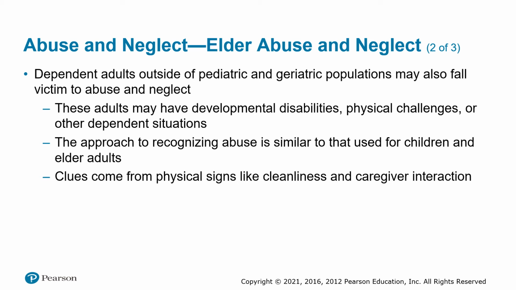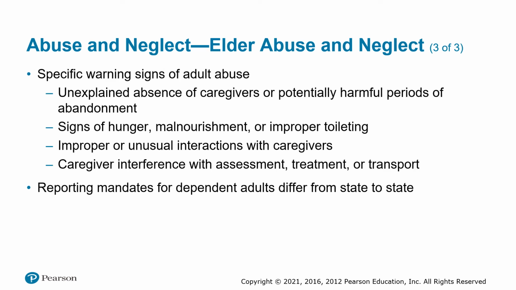Dependent adults outside of the geriatric and pediatric population may also fall victim to abuse and neglect. They may have disabilities, developmental or physical, and the approach to recognize abuse is similar for children and elders. Look for unexplained absence of caregivers or potentially harmful periods of abandonment, signs of hunger, malnourishment, or improper toileting, improper or unusual interactions with caregivers, and the caregiver may interfere with assessment, treatment, or transport.